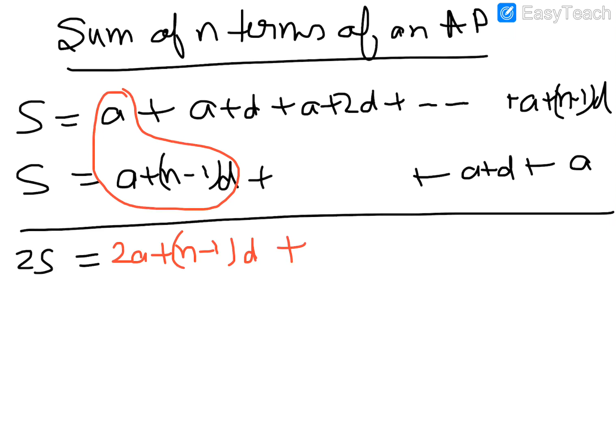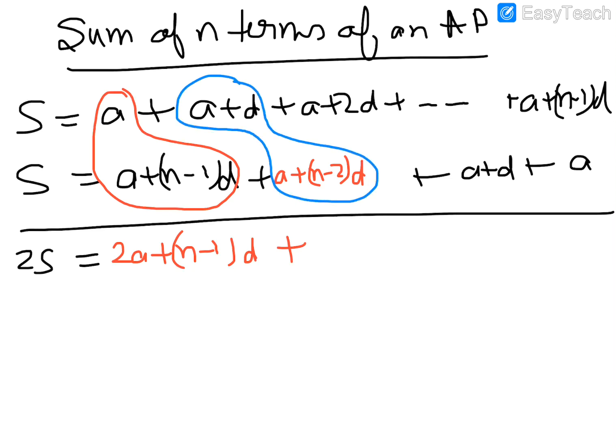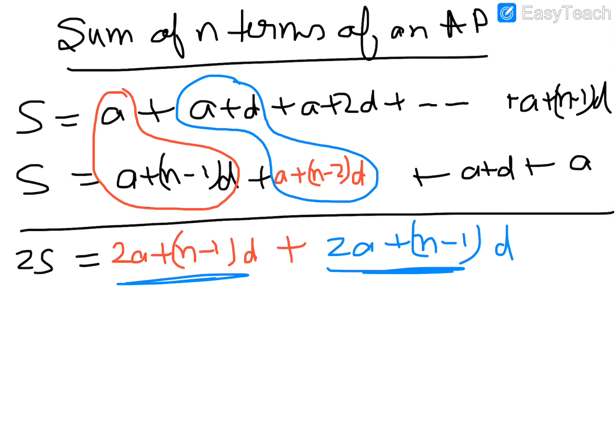Fine. Now what will be the term before that? Here it will be something like a plus (n minus 2)d. If I add these two terms, what I am getting, 2a plus (n minus 1)d again. See, here also this sum, here also this sum. So for every pair of terms I add, I am getting the same thing.